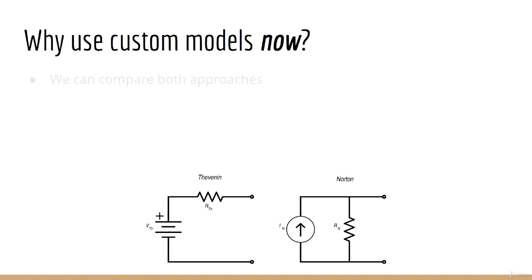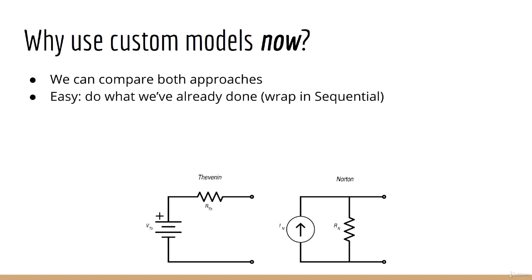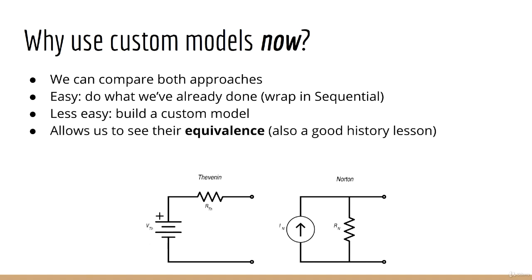Introducing this idea early in the context of CNNs is nice, because it allows you to compare both approaches. The easy approach is to do what we've already been doing, which is to build a sequential model that wraps up all the layers we want to apply in sequential order. The less easy approach is to build a custom model. But doing it both ways allows you to see the equivalence between the two, and hopefully that makes building custom models less intimidating than it would be otherwise. In addition, it's also a nice history lesson, because less than just 1 year ago, you wouldn't have had this luxury.